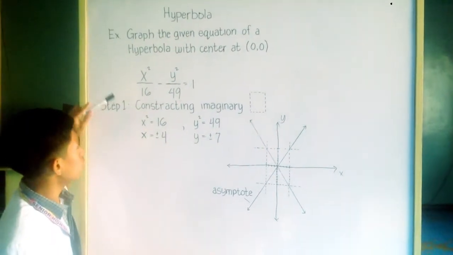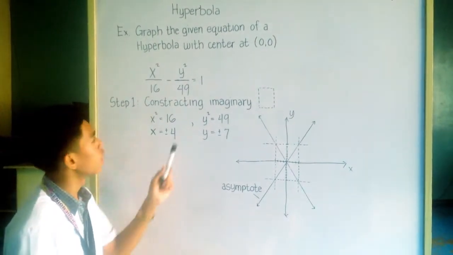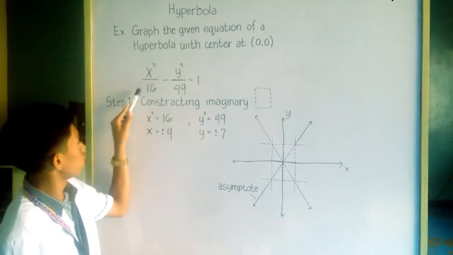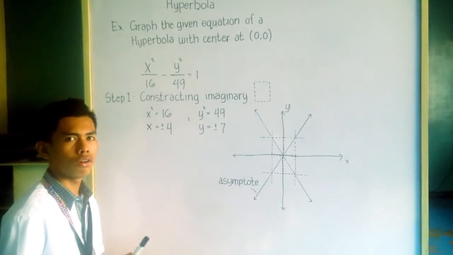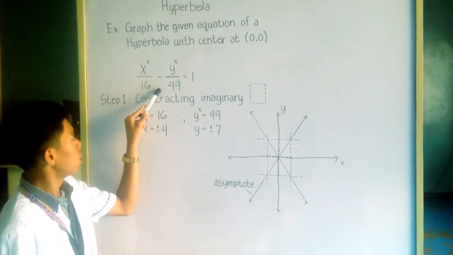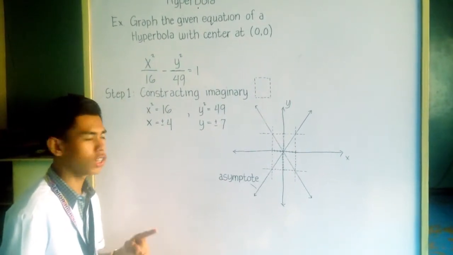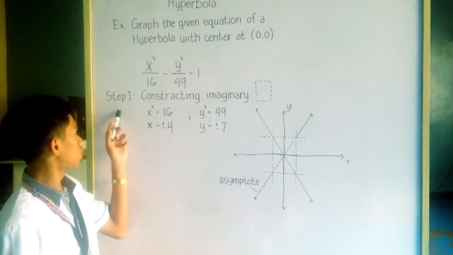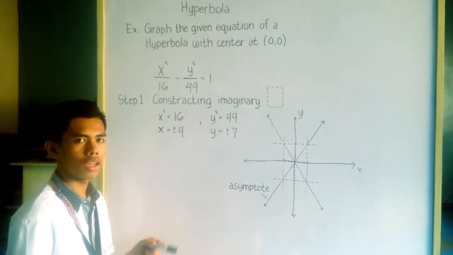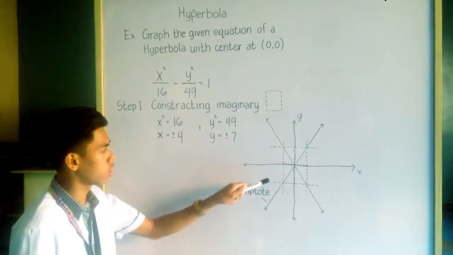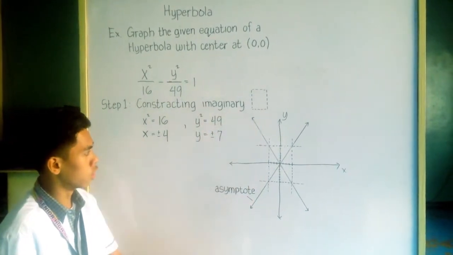First, let us graph this given equation of a hyperbola with center at (0, 0): x squared all over 16 minus y squared all over 49 is equal to 1. We already know that this standard equation is a hyperbola because it has a negative sign. The first thing that we will do, step number 1, is constructing an imaginary rectangle. It helps us know how to draw our asymptotes later.